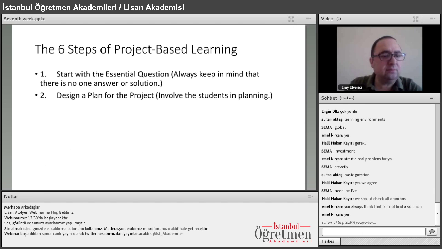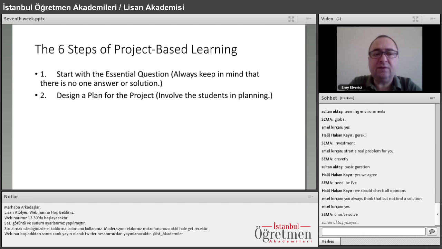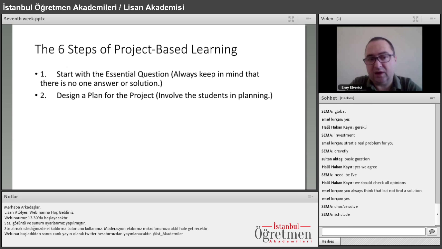Okay, next one. Design a plan for the project and involve the students in planning. It says designing a plan for the project is important, but here it says we have to involve the students in the plan. Why do you think we should involve the students in the plan? Or do we have to? Schedule, maybe, Sema teacher, good, that is the schedule.